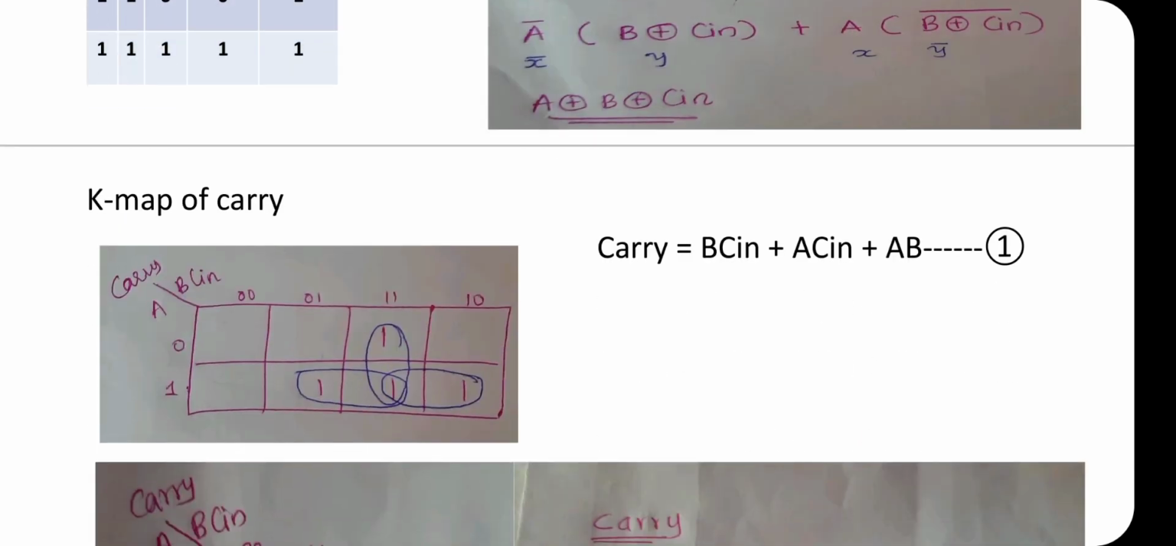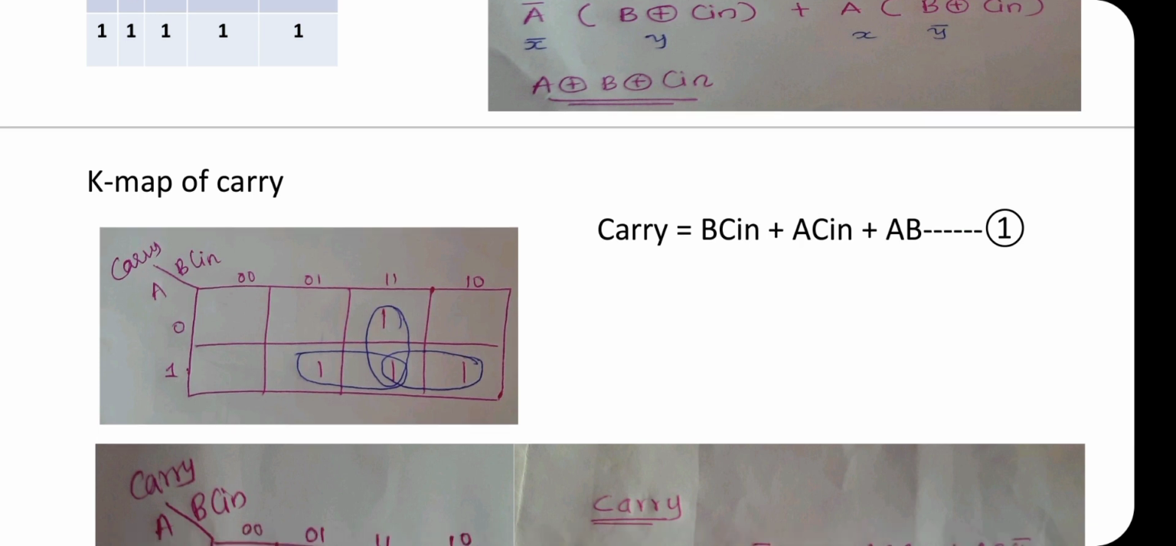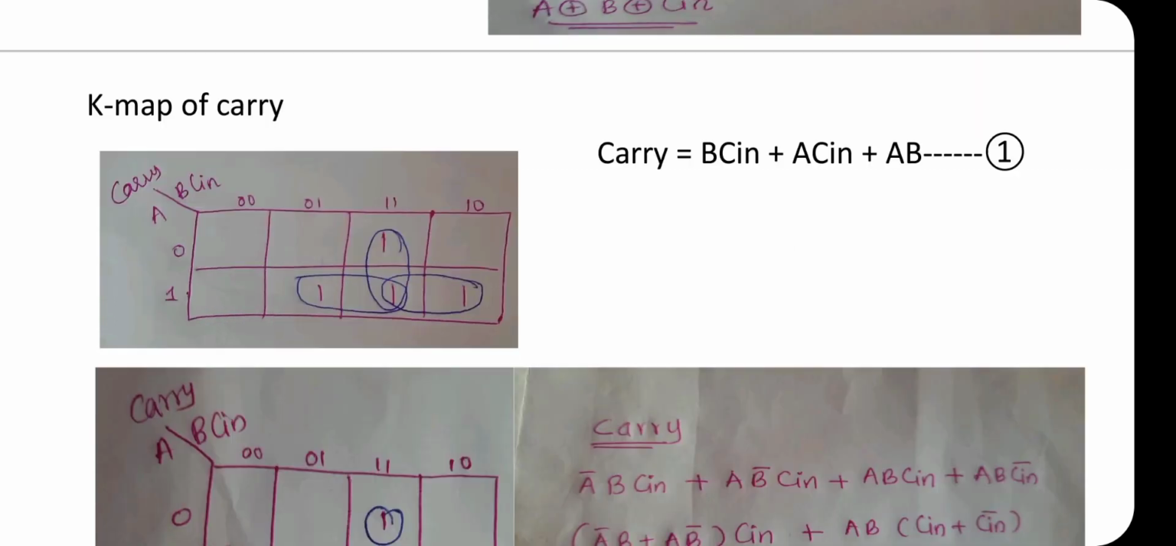This is the K-map of carry. From this, after grouping, we will get an equation of carry equal to B into C in plus A C in plus AB. This equation is not considered, as we cannot combine the carry circuit with the sum circuit. That is, an extra circuit is needed. So we are considering the 4 individual entries in the K-map and simplifying the equation.